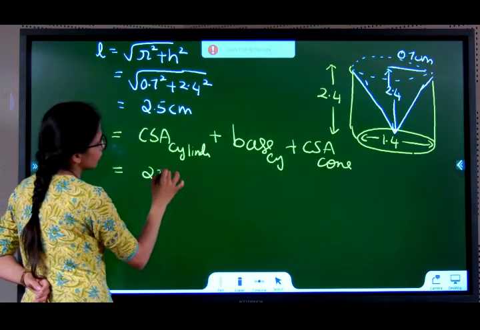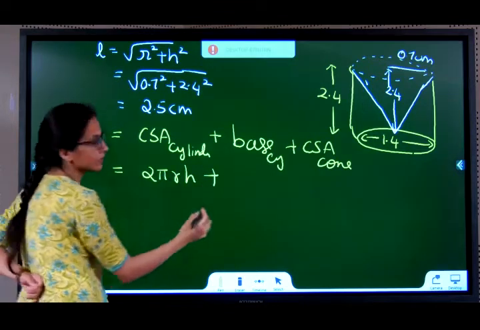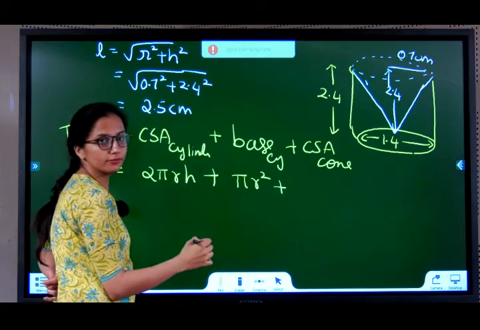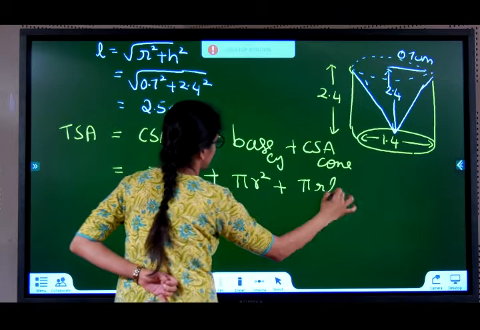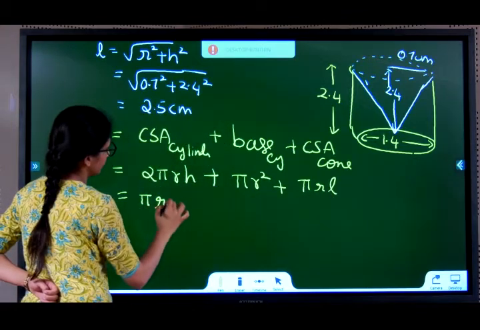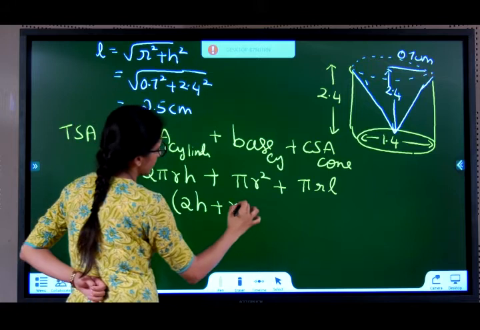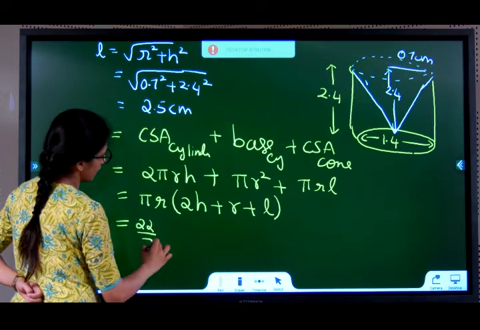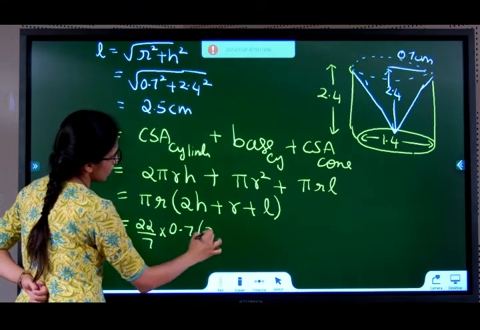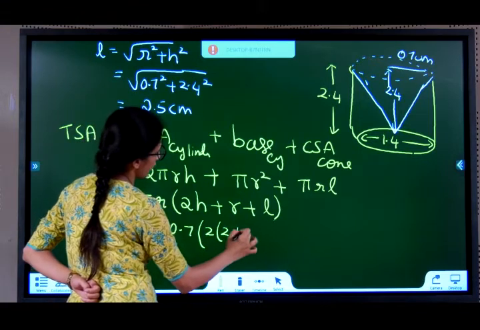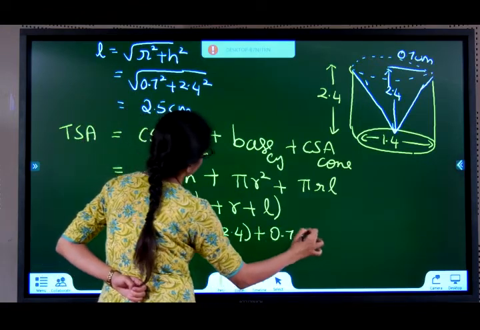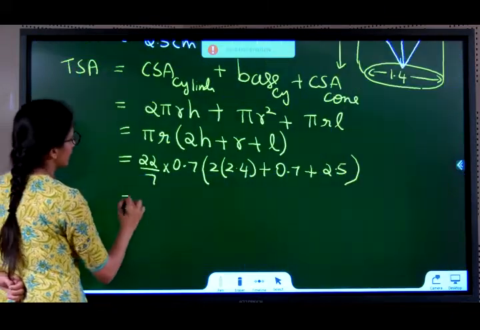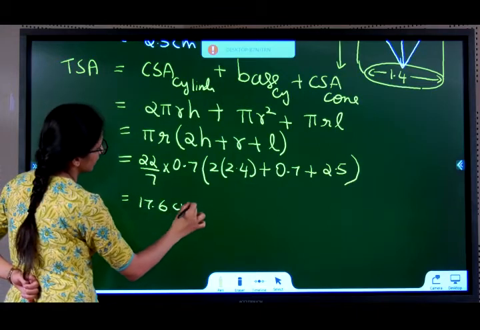CSA of cylinder 2 pi RH, base of the cylinder pi r square, CSA of cone pi r L. Take pi r common, 2h plus r plus L. Substitute 22 by 7 into 0.7, into 2 into h, 2.4 plus 0.7 plus L, which is 2.5. Solve this and you will get 17.6 centimeter square.